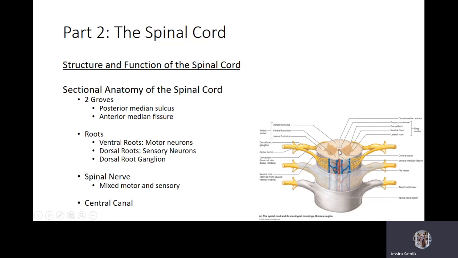And the last feature I would like you to be familiar with is the central canal. The central canal is going to be right in the center over here, and it's going to go down the full length of the spinal cord. This is actually a remnant of embryonic development. Remember, the brain starts as a hollow neural tube, and so this is a continuation of that neural tube, and it will directly connect to the ventricles that are in the brain.